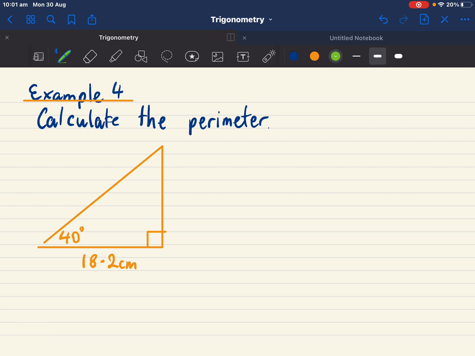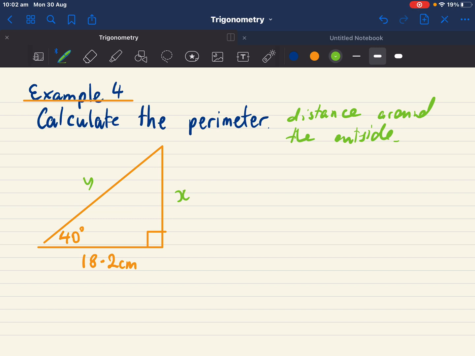Example 4, we've just been straight up asked to find the perimeter of this triangle. So no tricks, we've been given an angle, we've been given one side length. We need to find the perimeter. Remember, the perimeter is the distance around the outside. So ultimately, we just need to find the length of these two missing sides, add all three sides together, and we're done.